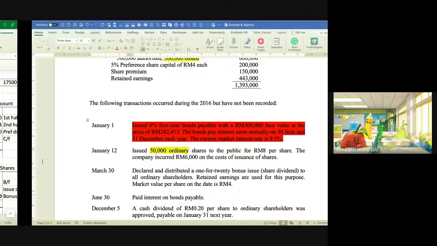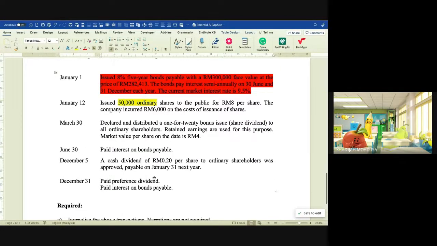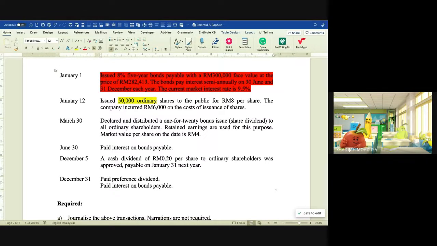Dividend to ordinary shares. Declare and distribute. A cash dividend of 20 cents per share to ordinary shares, approved, payable on 31st next year. In this case it's approved. The previous one was not yet approved, but this one is approved, so it becomes a liability. You don't pay yet as of 31st December, but it's going to be a dividend payable. So you're going to debit your retained earnings.